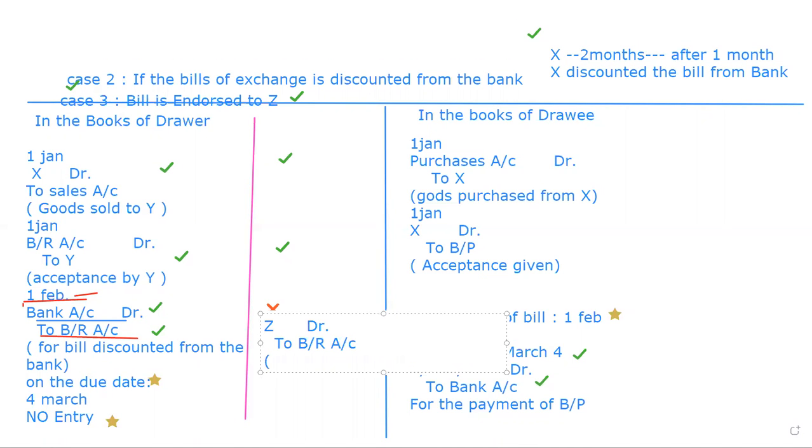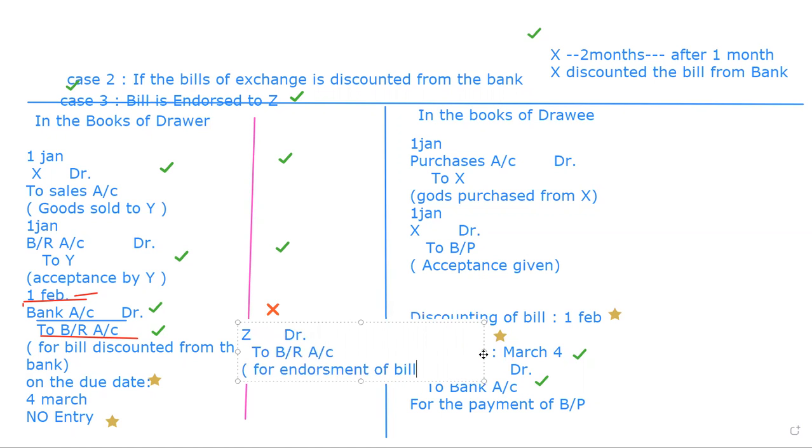What will be the narration? For endorsement of bill to Z. So in this way, this entry is to be made: Z debit to BR account for the endorsement of bill made to Z.